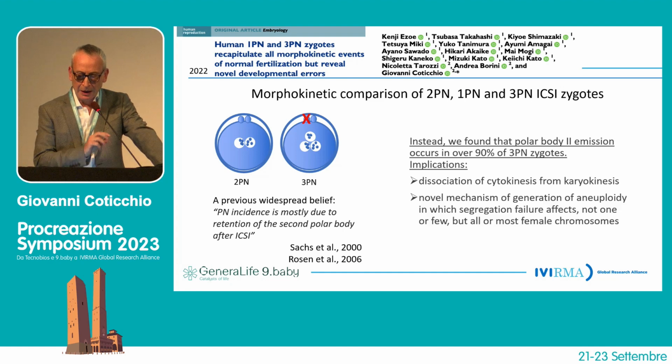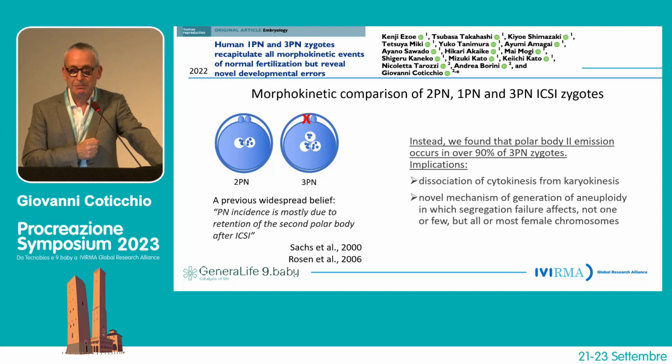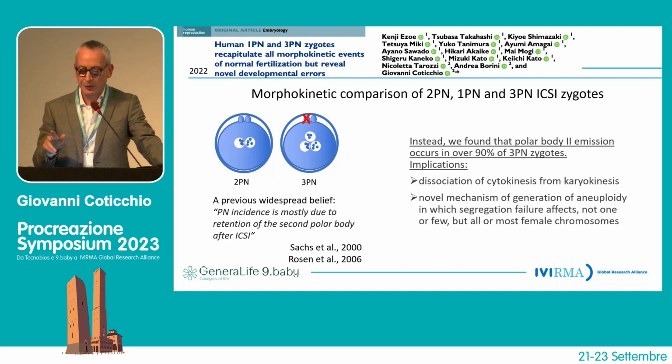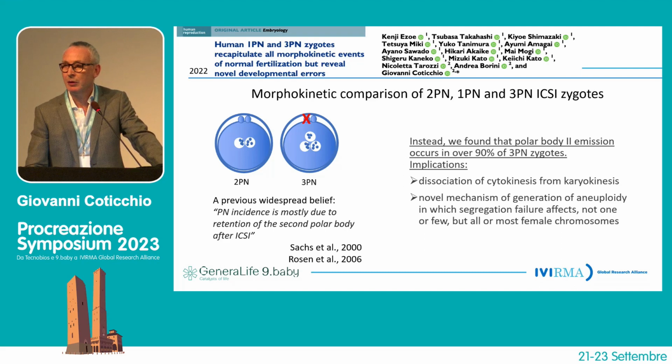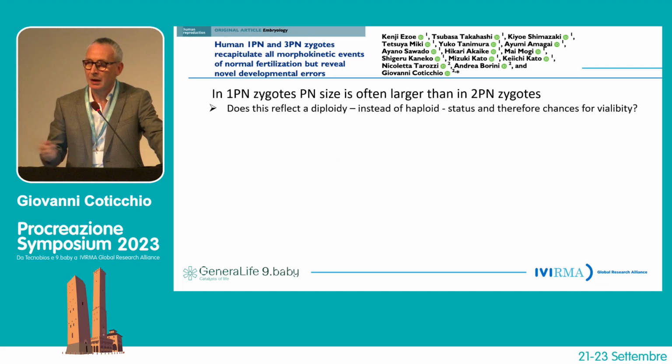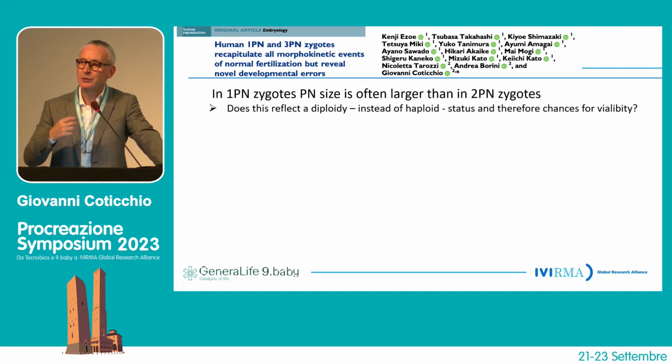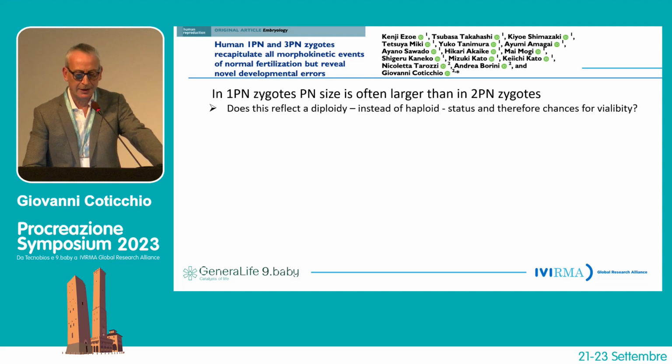And we have observed a new possible mechanism of generation of aneuploidy, and maybe Antonio may be interested in that, in which segregation failure affects not one, not few, but all or most female chromosomes, which again is something of relatively recent concept. And again, by looking at 1PN zygotes, in particular PN size, we can extract more and more information and try to marginally improve our results in the clinic.